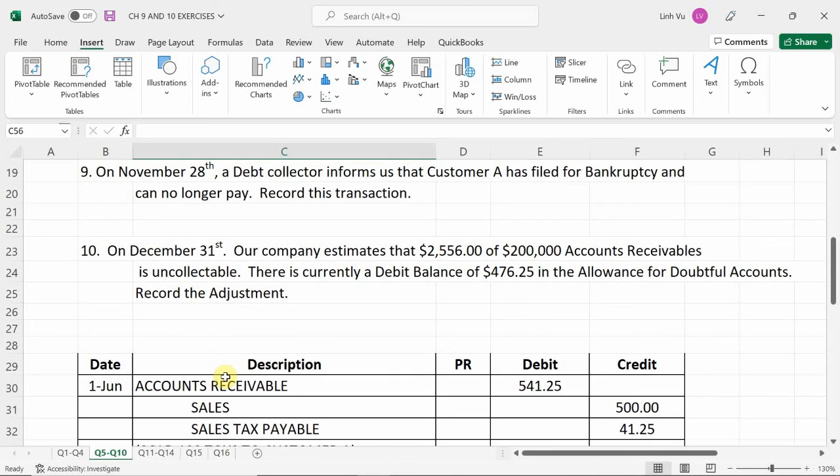So that means right here, the estimated amount is $2,556. But that means we need to either add or subtract the account balance in the allowance for doubtful accounts, because my end goal is to be at $2,556 credit in the allowance for doubtful accounts. And right now, I currently have a debit balance of $476.25. So therefore, I need to add, because I'm on the debit side, the left side, but I need to be on the right side. So I need to add these two values together.